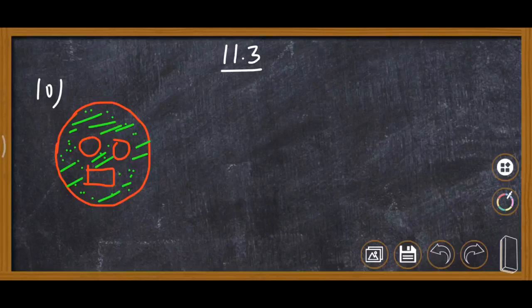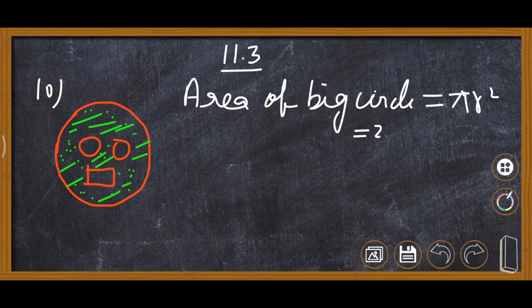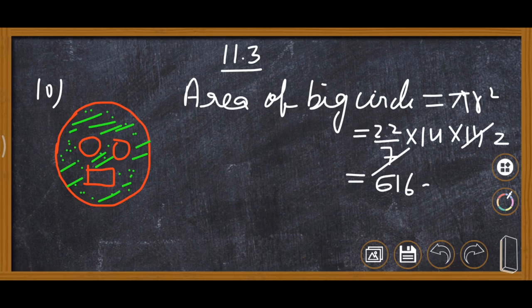Now in this question we will find out the area of the remaining sheet. So first of all we will find the area of the big circle. It is pi r square. The value of pi will be 22 upon 7. Radius is 14 into 14. So it is 616 centimeter square.